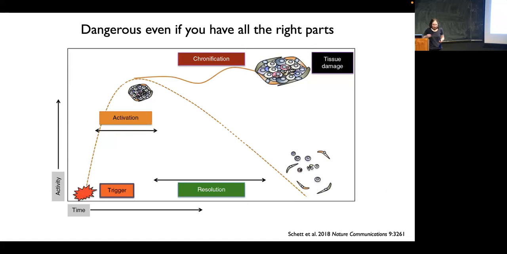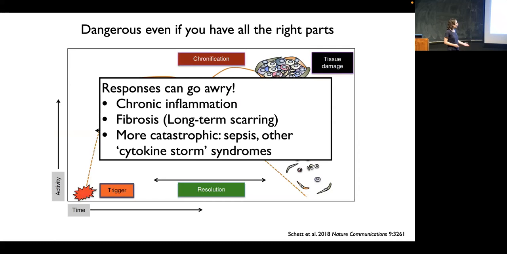But it turns out that unfortunately for us, that's also not true, because these responses can go awry and lead to things like chronic inflammation, fibrosis, which is long-term scarring, which can cause quite serious disease, especially in things like the liver, the heart, the lungs. And even more catastrophically, there are some responses like sepsis and other cytokine storm syndromes where it looks like the hyperinflammatory response just runs away.